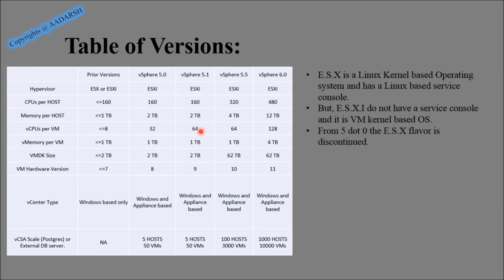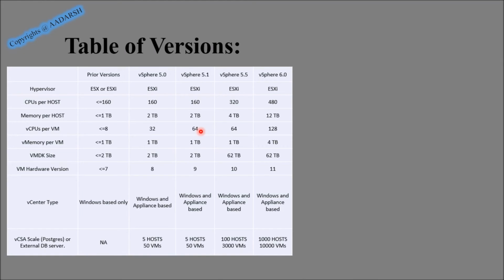The physical CPUs per host are increased from 160 to 480 in 6.0. The physical memory from 1 TB to 12 TB. With the increase in physical CPUs, the vCPUs are increased to 128 per VM. And memory per VM got increased to 4 TB.